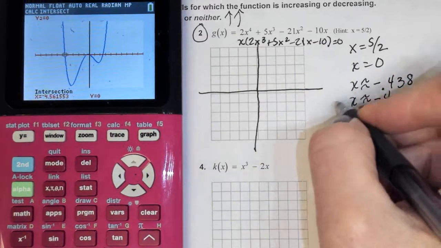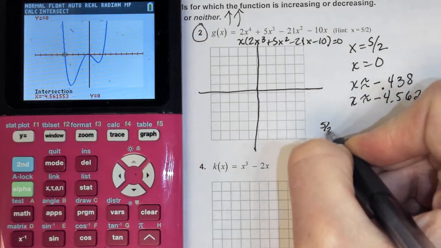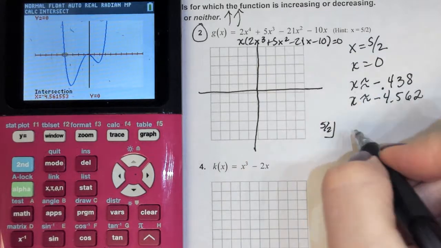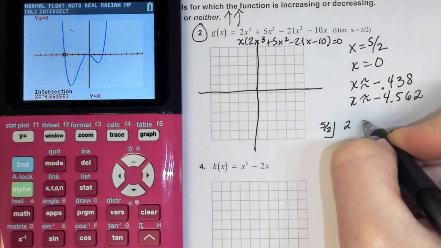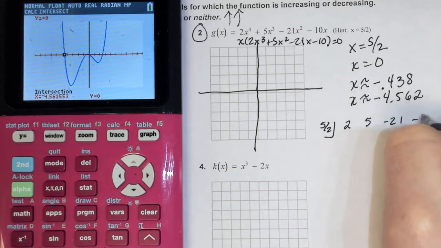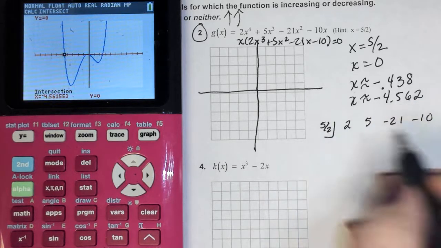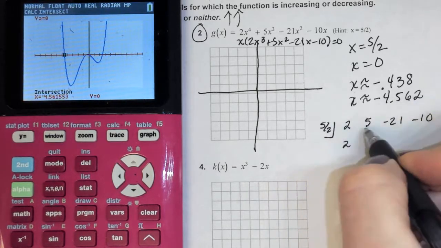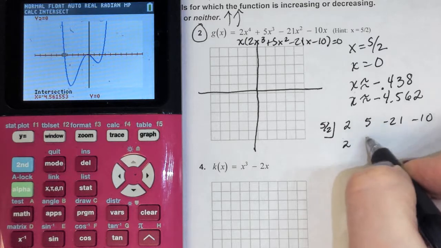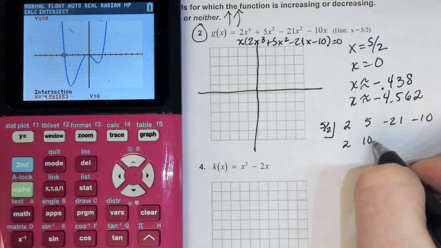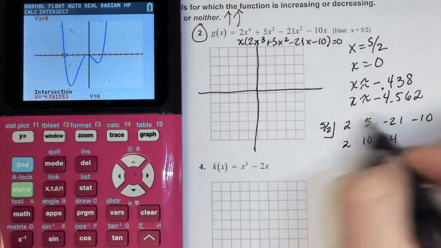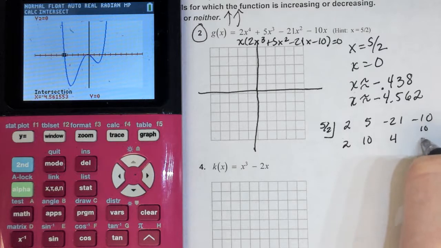You've got it. Look guys, I could do 5/2, I could do my synthetic division. So I'm going to do my 2, 5, negative 21, negative 10. I would bring this down and I would get 2. I multiply, that's 5. I add, I multiply, that's going to be 25, I add. That's going to be 4 divided by 2 is 2 times 5 is 10, I add.